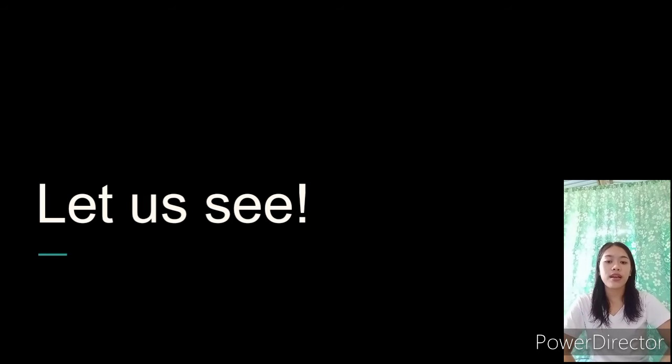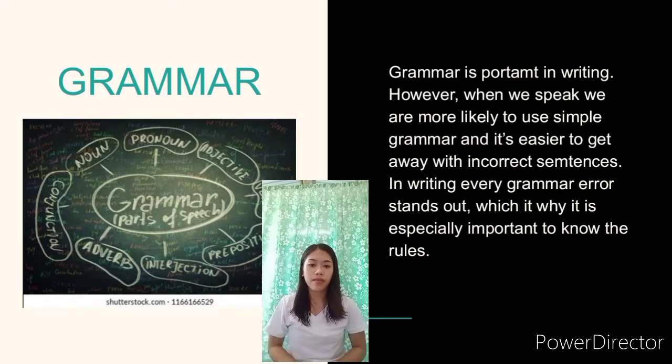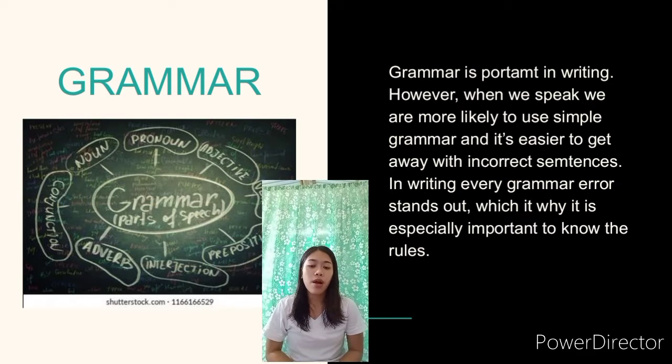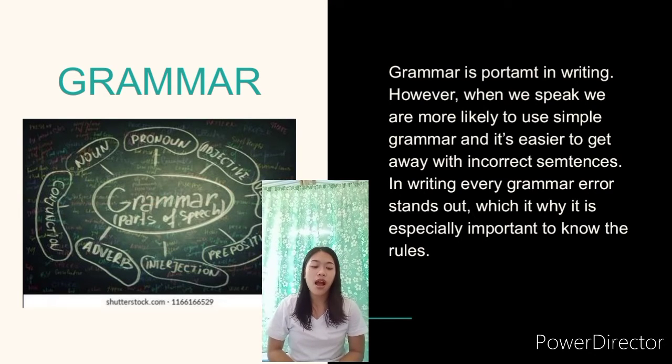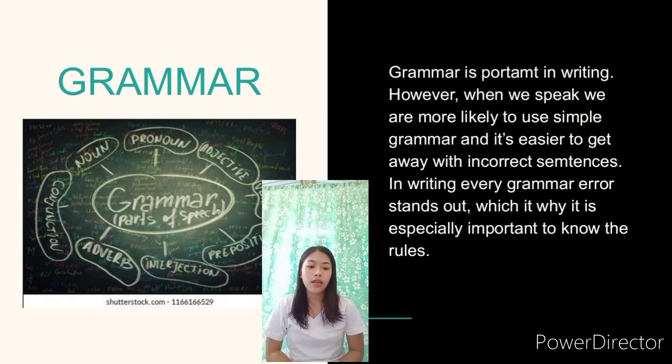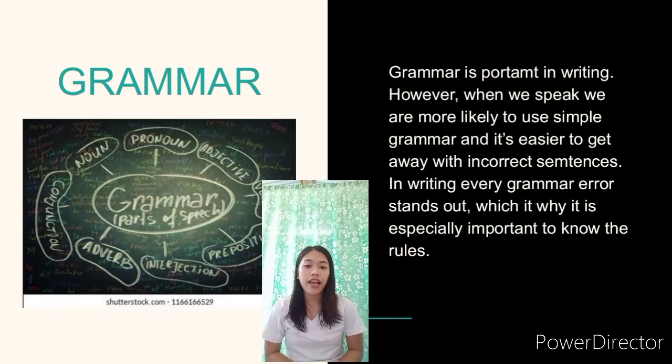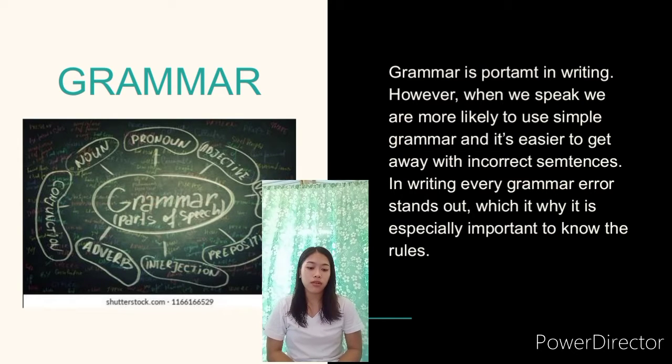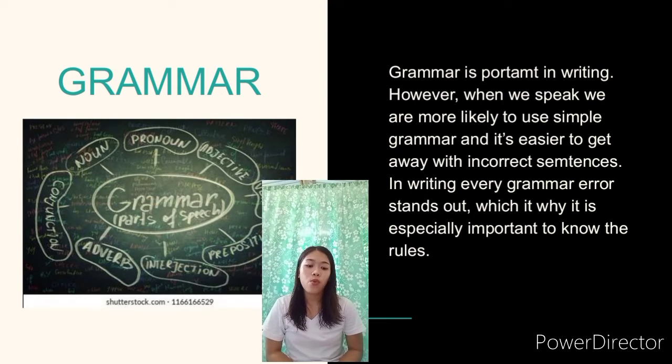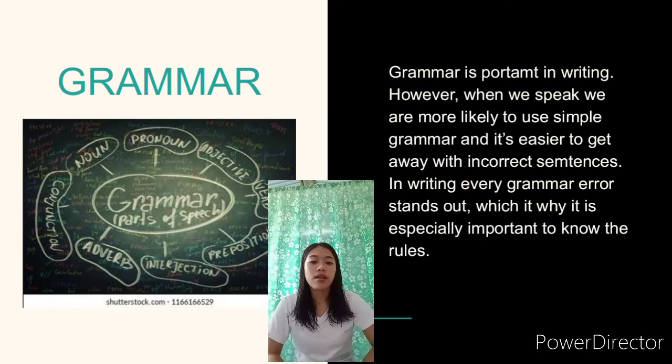So now let us proceed to the 7 aspects of effective writing. Grammar. Grammar is important in writing. However, when we speak, we are more likely to use simple grammar and it's easier to get away with incorrect sentences. In writing, every grammar error stands out, which is why it is especially important to know the rules. The first one is the grammar.